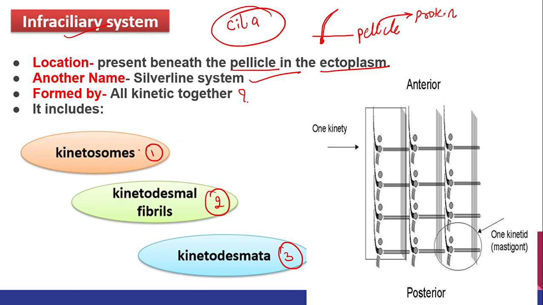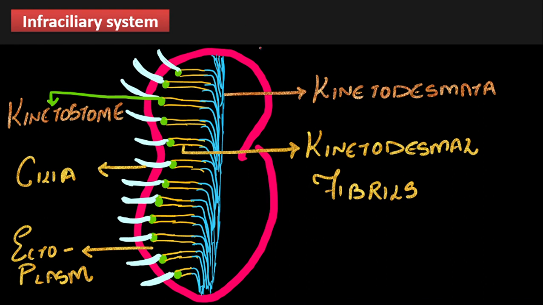Now class, I think I have heard this somewhere. Can anybody tell me where we have studied this? Kinetosomes is also called, very good, basal granule. Now this diagram you're supposed to draw in your notebook. It is not given in your textbook, but if you don't draw it, you won't understand properly.